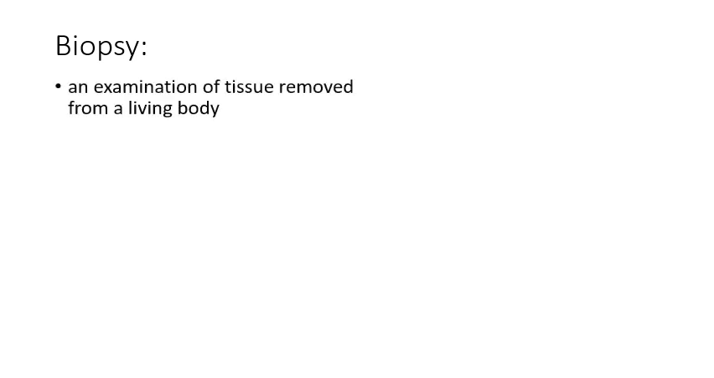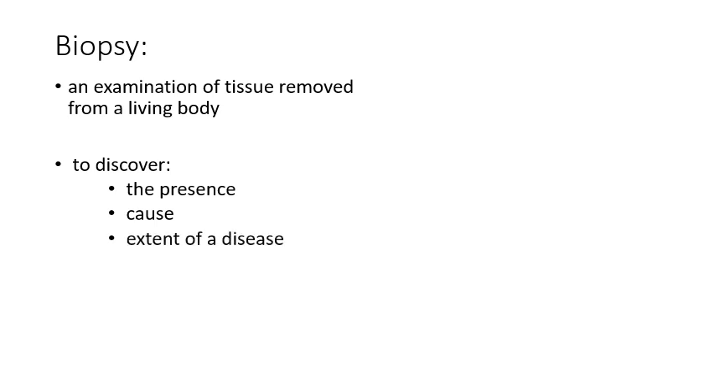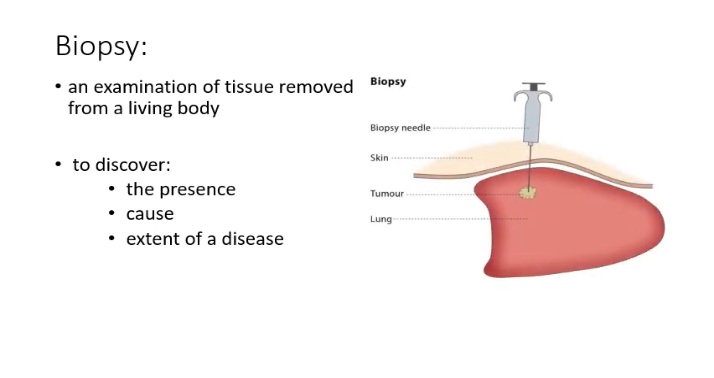The other thing they can do is a needle biopsy, where they go in with a needle and take some of the cells out, send it away, it gets put onto a slide, and then the technologist takes a look at it. Right, so basically what we're doing is we want to look at living tissue. And we want to see if we can find the presence of cancer, or if we can find the cause of the cancer, or we can see the extent of a disease, right? So we may biopsy a couple of spots on the body to see exactly where the disease has extended.